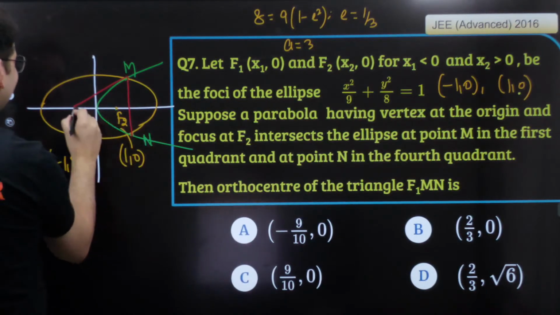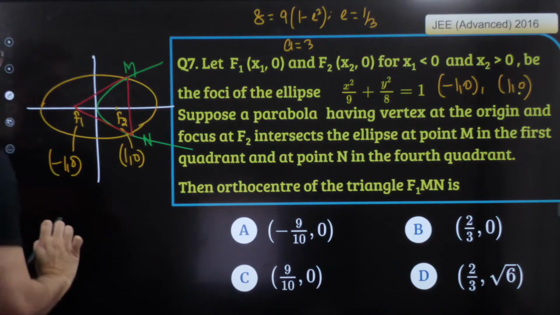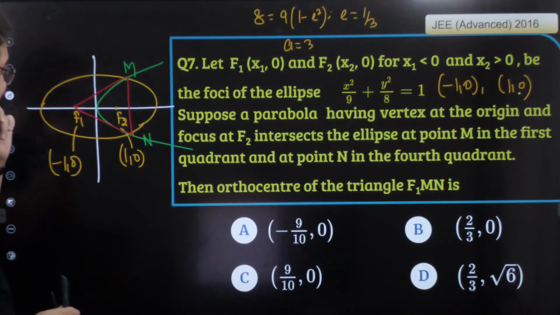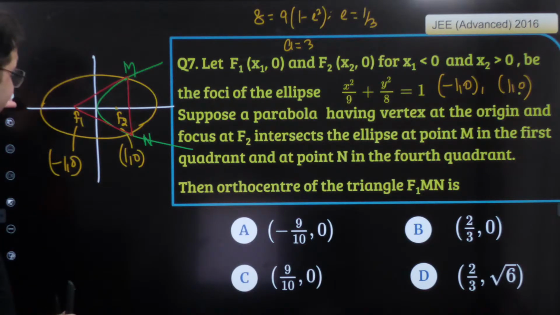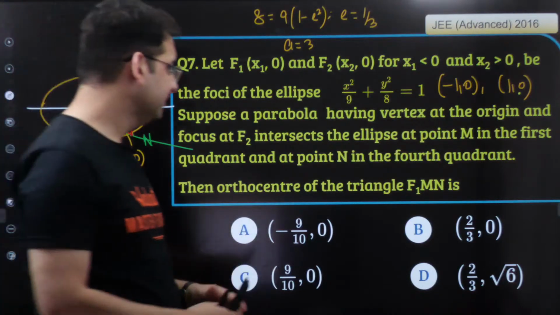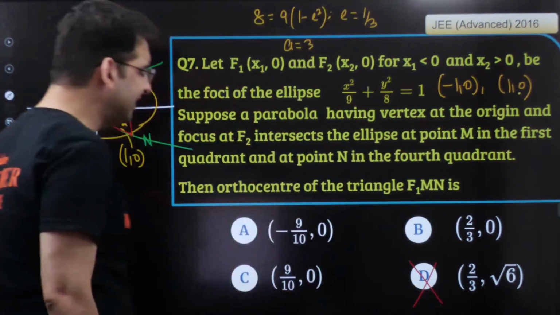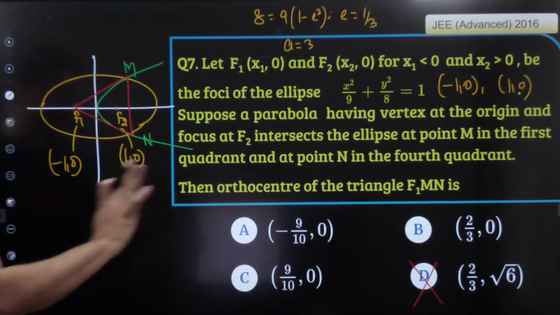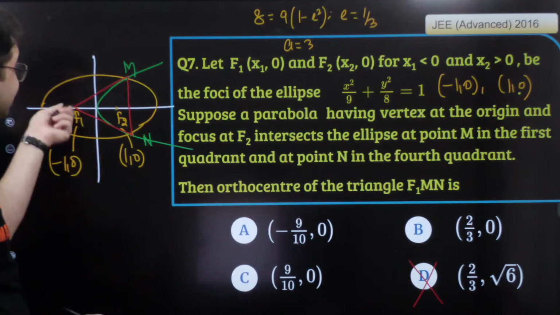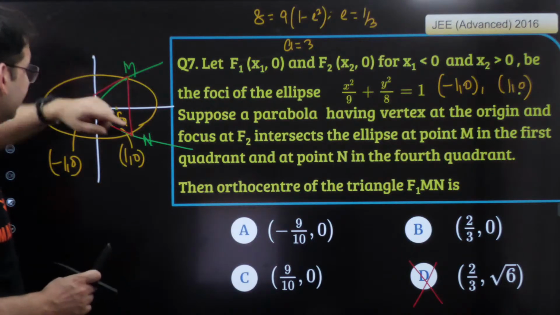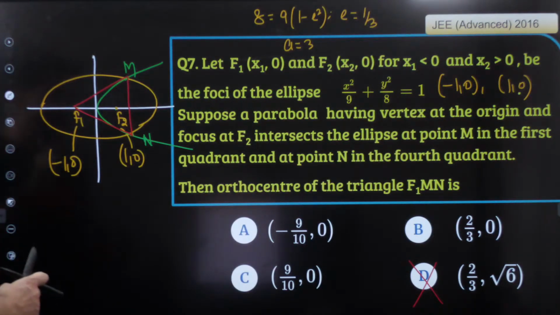So this is going to be a triangle. The triangle is going to be symmetric in nature, right? Because point N is going to be directly below M. So this triangle is going to be isosceles, symmetric. The orthocenter should lie on the x-axis. And I can see, if it is lying on the x-axis, D definitely is not the answer. This is one thing which is very clear, because this is an isosceles triangle, symmetric triangle. This is the line of symmetry, right? So the orthocenter is going to be on the x-axis.